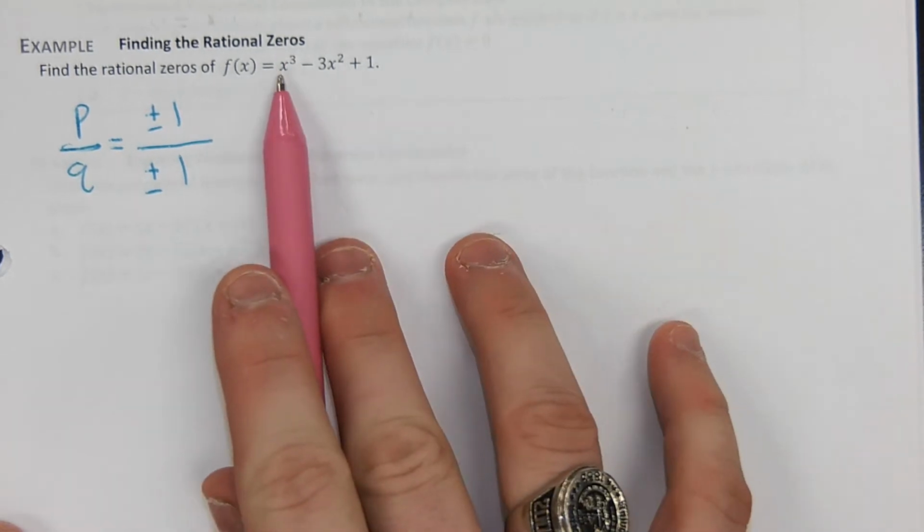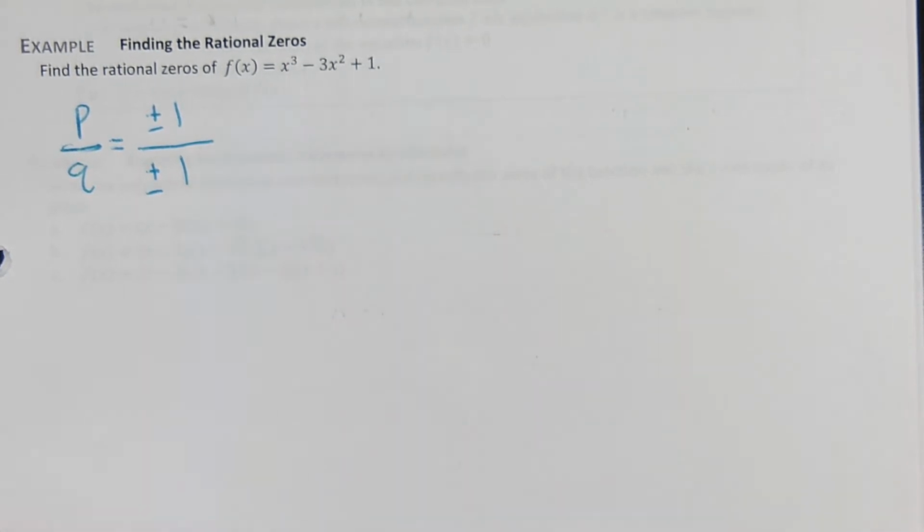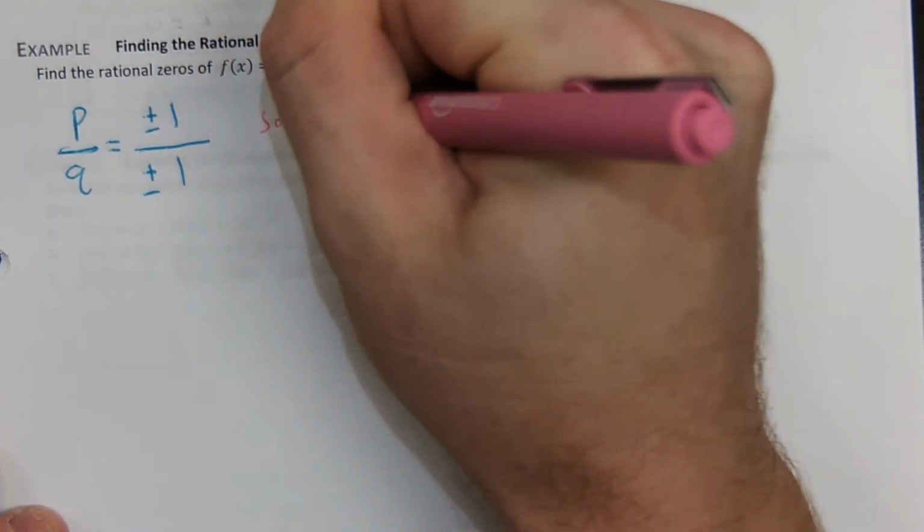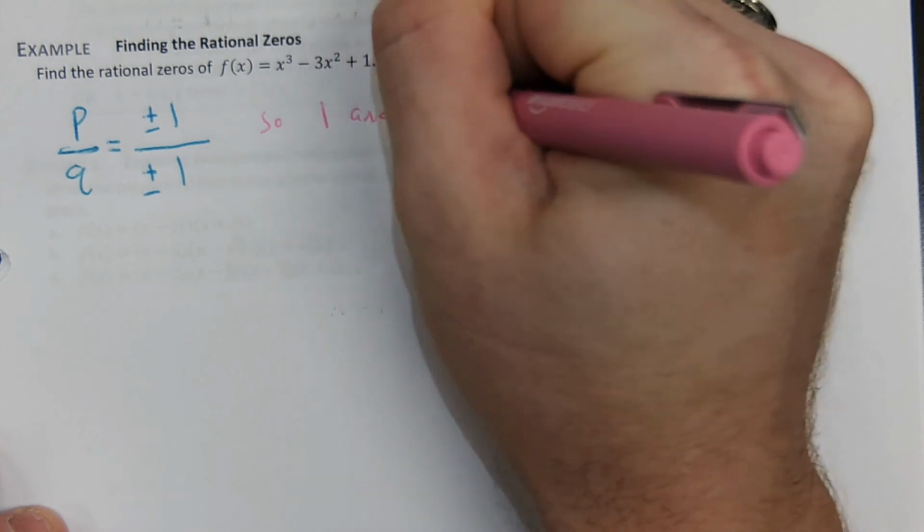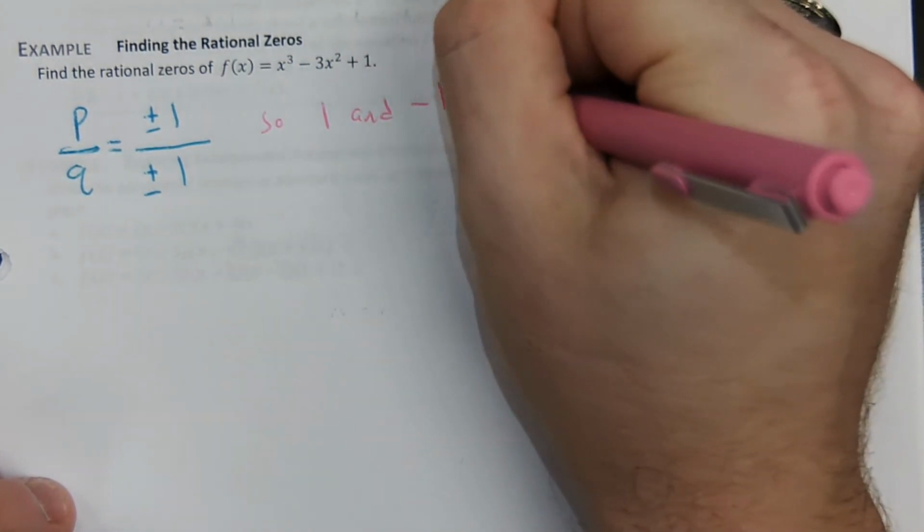Now, this is a cubic. We know it crosses the x-axis. It doesn't have a choice because one end goes up, one end goes down. So yeah, it crosses the x-axis at least once, but it's not guaranteed that that happens at a rational answer. So let's see. So 1 and negative 1 are possible rational roots.